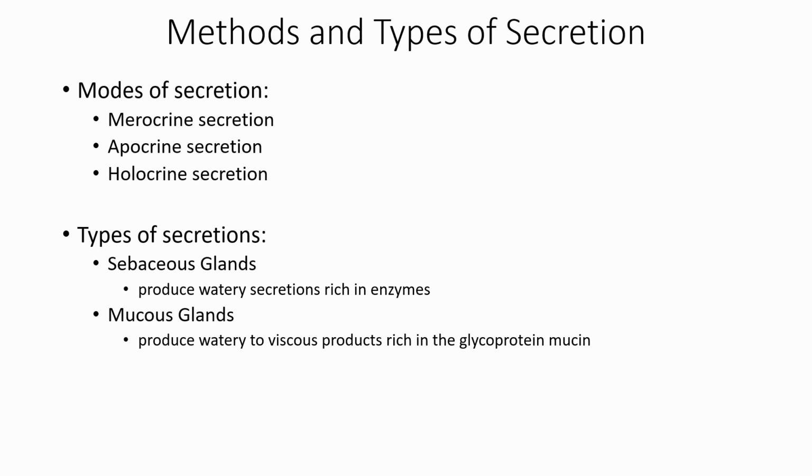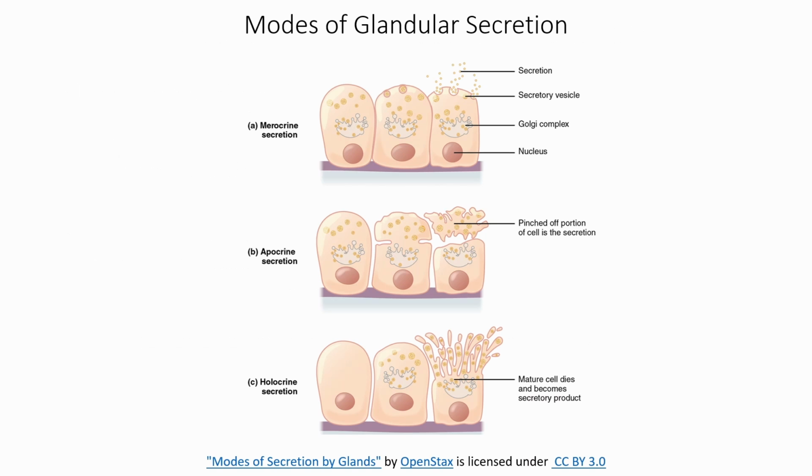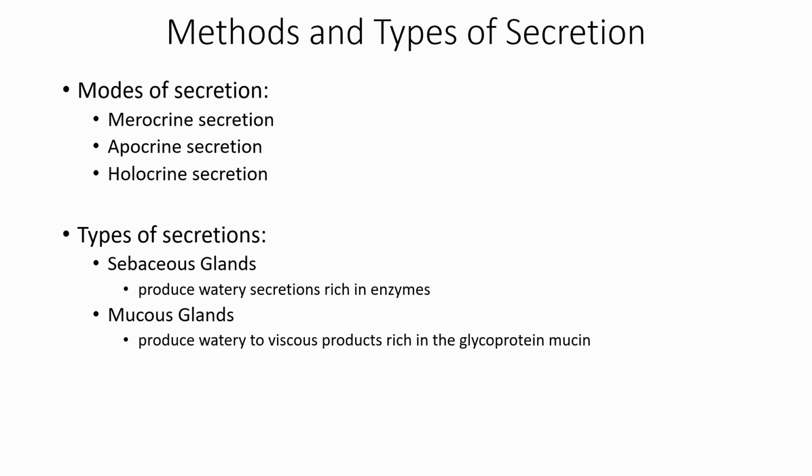So how can we secrete things? There's a few different ways of secretion. We have merocrine secretion, apocrine secretion, and holocrine secretion. All this comes down to is how the secretions are released when determining merocrine, apocrine, and holocrine secretion. We'll go into that on the next slide, because there's a picture and I'm not going to try to describe it very well.